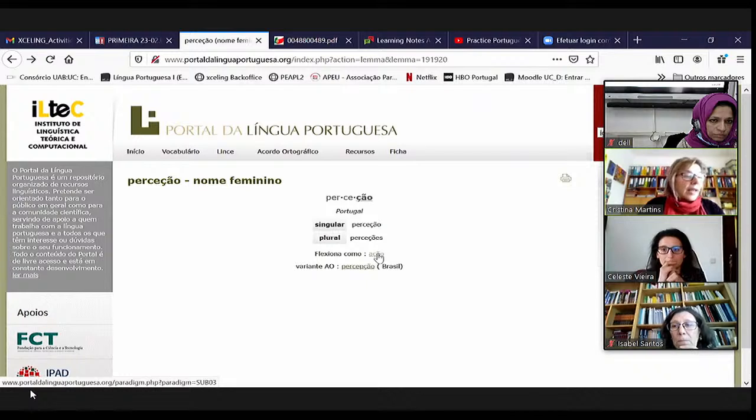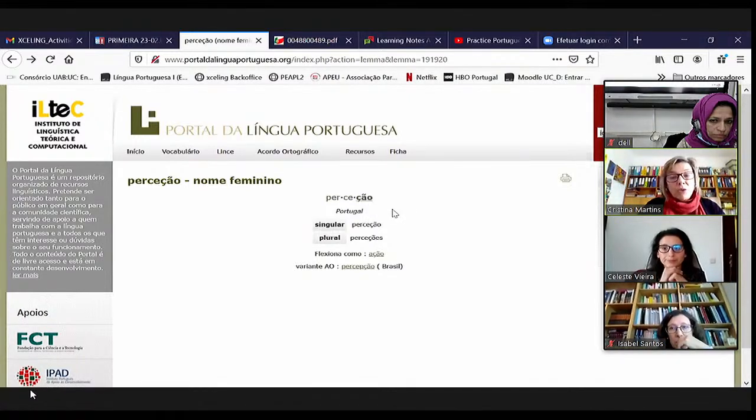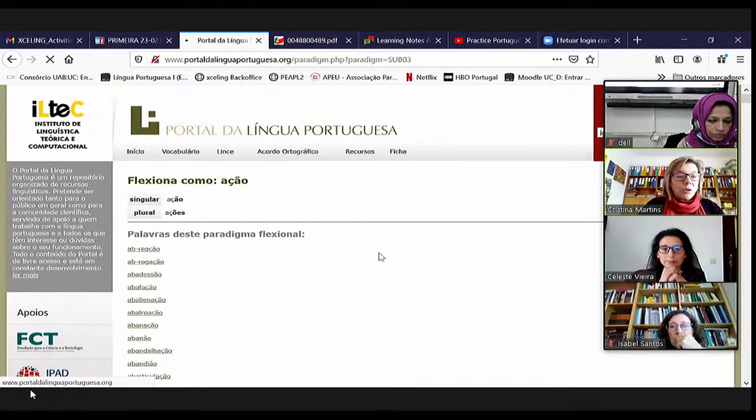Since this is a noun ending in ão, this nasal diphthong, in the singular form, there are theoretically 3 different possibilities for pluralization of these nouns. Some of them end in ãos, some of them end in ões, and others end in ães. And we can access other words that follow the same inflectional paradigm here.